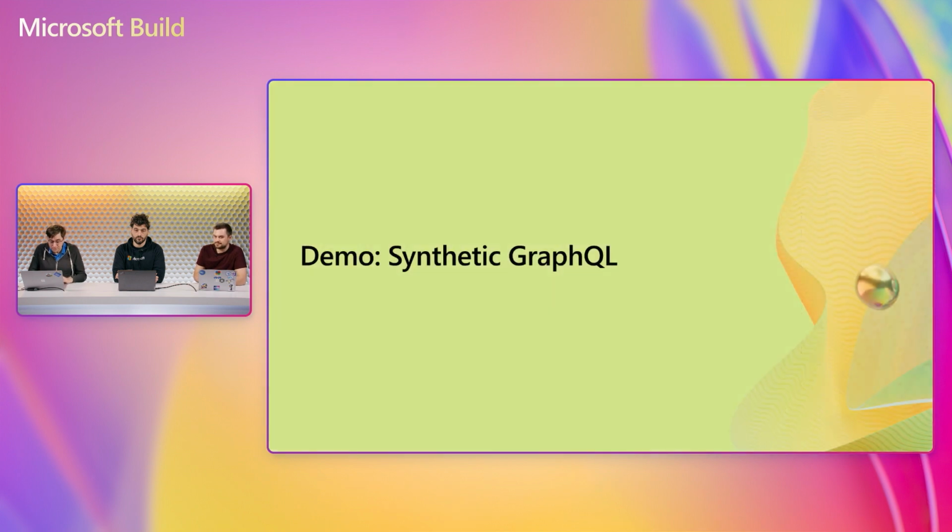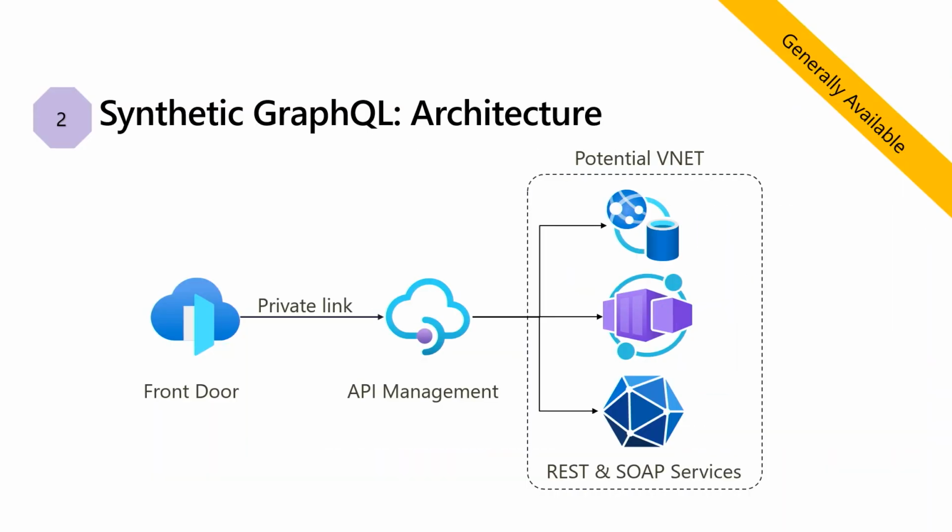How would you implement it? Exactly the same way. We start with Front Door at the front for protecting your HTTP API, private link that to API management. That is where your GraphQL endpoint is. Now, the API management can be inside of a VNet or outside of a VNet, and all of your REST and SOAP services are wherever they're located. So if you happen to be using Microsoft Graph, great, we can support that. If you're running a microservice architecture inside of a container app or inside of a Kubernetes service, great, we can do that. App service, VMs, doesn't matter.